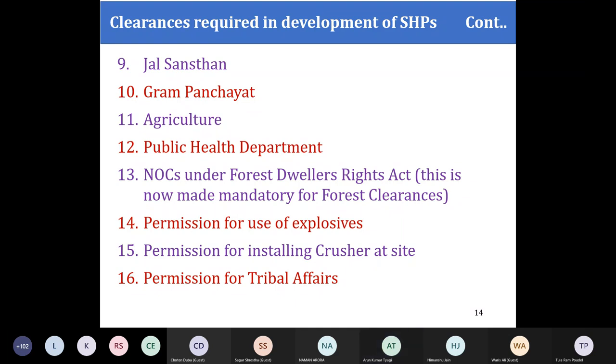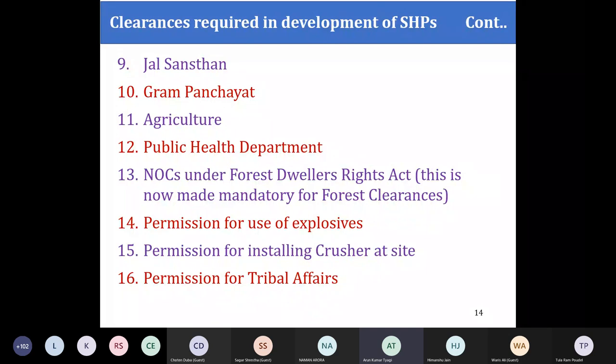If you are using Gram Panchayat land or private land, you have to take permission from Gram Panchayat. There should be a written resolution from Gram Panchayat giving consent to use their land. You have to take permission from the agriculture department also, if some agriculture activities or agriculture land is to be used for construction of the project.